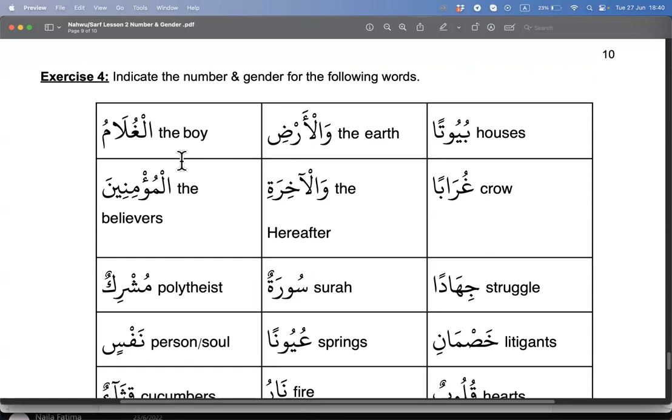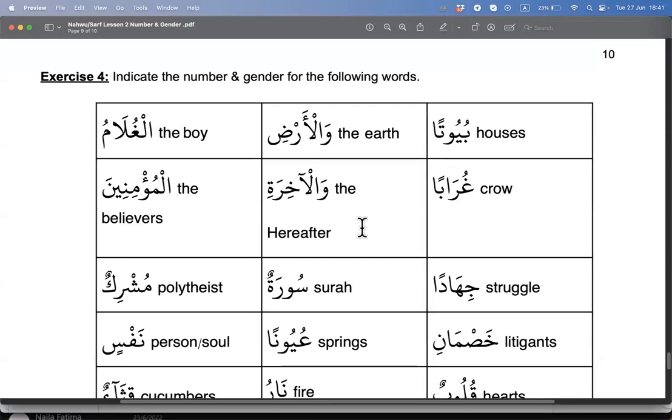Okay. Next one, al-ghulamu. Al ghulamu, the boy. It's rafa. Number singular, masculine. Good. Ghulaman. Nasab. Number singular. Good. Gender, singular, masculine. Yes, again, no reason to be feminine.